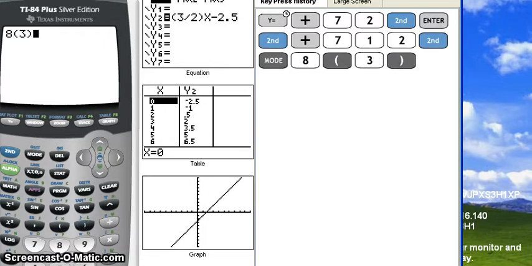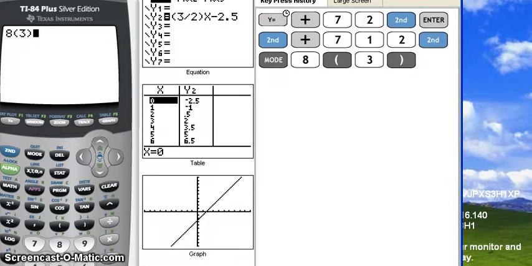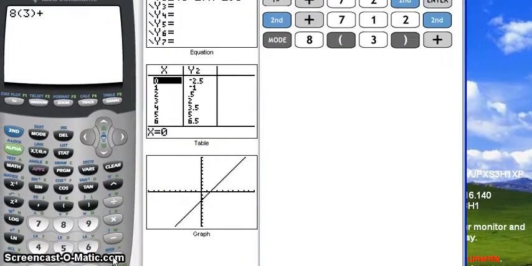Oh, this recording box is really messing up my calculator. My recording box isn't big enough. All right, I'm going to stop recording for a second.